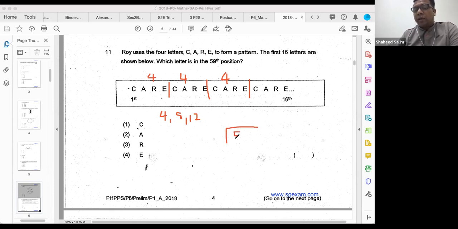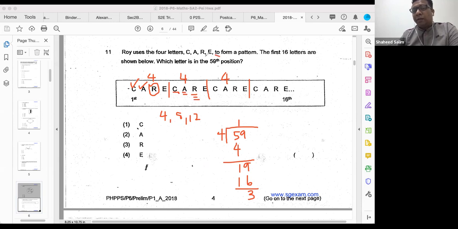Just take 59, divide by 4. You divide by 4, what do you get? You get 4 down here is 1, right? And then you minus, you get 19. 19 cannot divide by 4, but 16 can. So 16, what's the remainder? Remainder is 3. Watch, 1, 2, 3. This is the answer. If there's no remainder, it means it's full, it is E. If remainder 1, it means it's C. Remainder 2 means A. Remainder 3 means R. You all know how to do now.